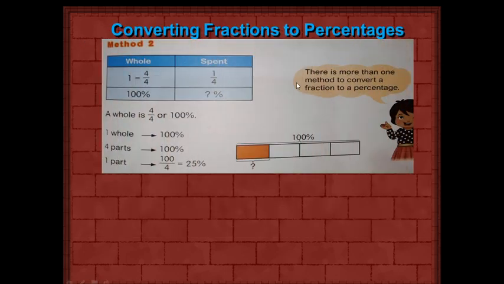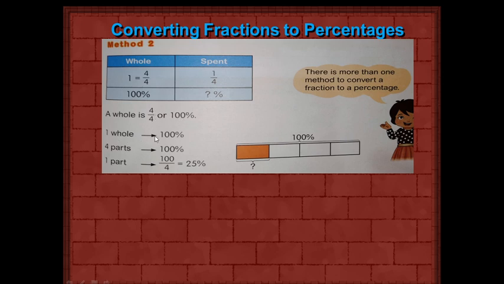Method number 2, there is more than one method to convert a fraction to a percentage. Now this one, method number 2. As the whole, that means 1. 1 equals 4 over 4. If it is a whole, that means 100%. Look at this picture. 100% is 1, 2, 3, 4. Yeah, 4 that means 4 over 4. That means 1. This is 100%. So a whole is 4 over 4 or 100%.